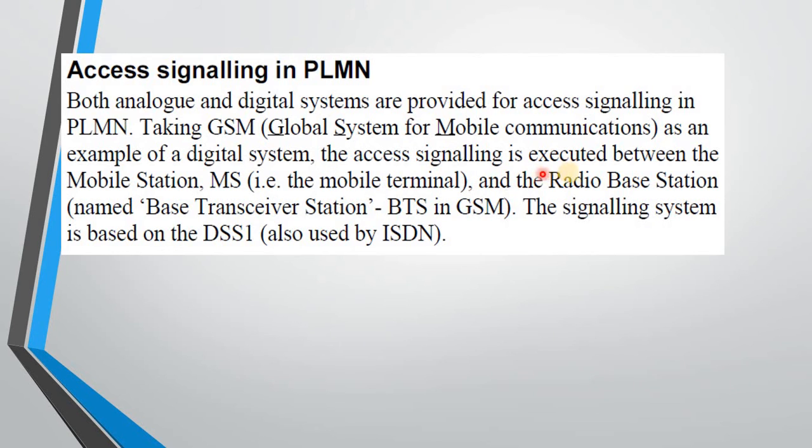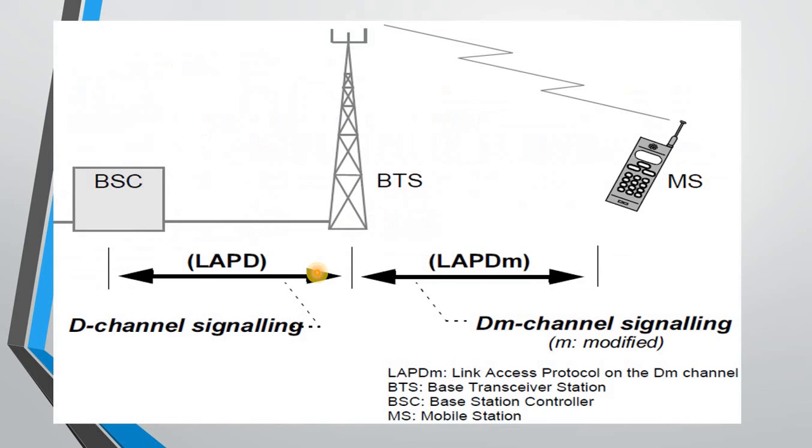The access signaling is executed between the mobile station and the radio base station, which we normally also refer to as BTS. The signaling system is based on DSS, also used by ISDN. So we can refer to over here that there are basically two different stages of the signaling when a mobile station or normal handset communicates with the BSC or the base station controller. One is the air interface and the other is the line interface or the wired interface.